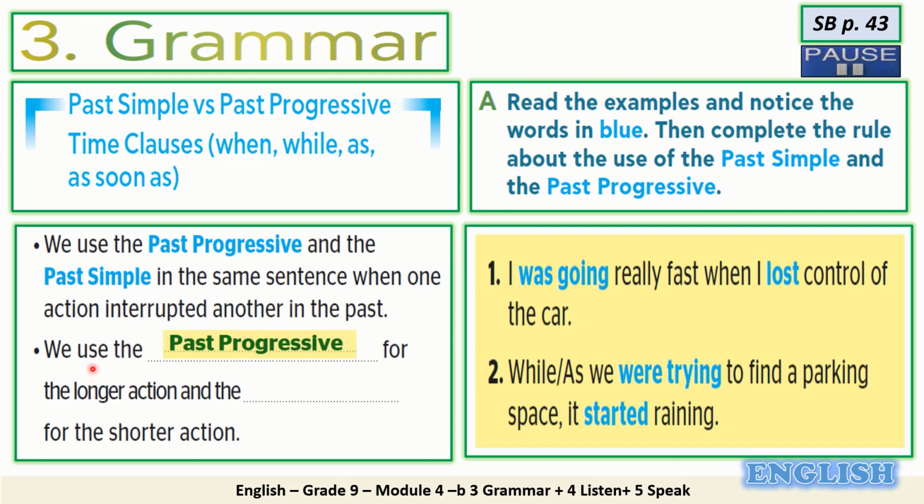Number 1. We use the past progressive for the longer action and the past simple for the shorter action. Here we have was going, were going, past progressive. They took a longer time. Lost, past simple, started, past simple. Lost and started, they didn't take much time.